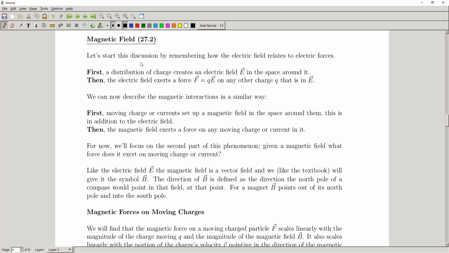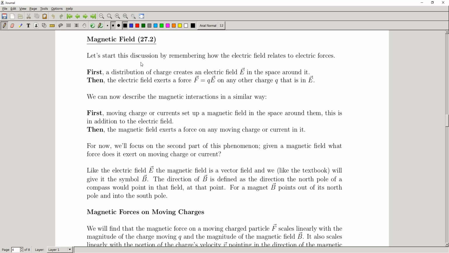First, we're going to start off with moving charge or currents, basically the same thing. They're going to set up magnetic fields in the space around them. This is going to be in addition to the electric field that they're going to set up, right? Because they are electric charges, so they're going to have some electric field and some magnetic field. After we have this moving charge setting up its magnetic field, then it's the magnetic field that's going to exert the force on any charge moving or any current close to it, right?